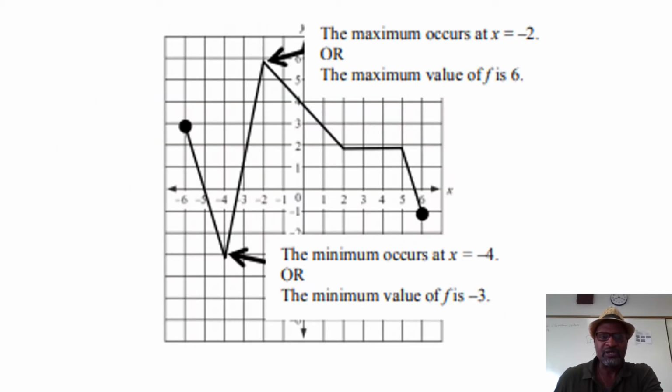So here in this graph, the lowest point of the graph right here is the minimum value. It occurs where x is equal to -4. And the value of it, if you look at the y-axis, which is kind of hidden, is -3. If you look at the maximum, the highest point on the graph, it occurs when x is equal to -2, and the maximum value is about 6. Okay.